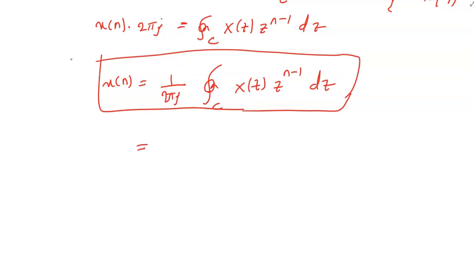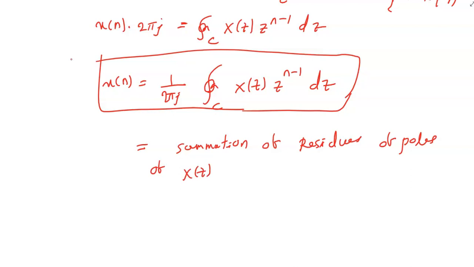In other words, we can say that x of n is equal to the summation of residues of poles of X of z times z to the power n minus 1 inside the contour, not the ROC. The ROC is the bigger region, and the contour is a circle only. So inside the contour.